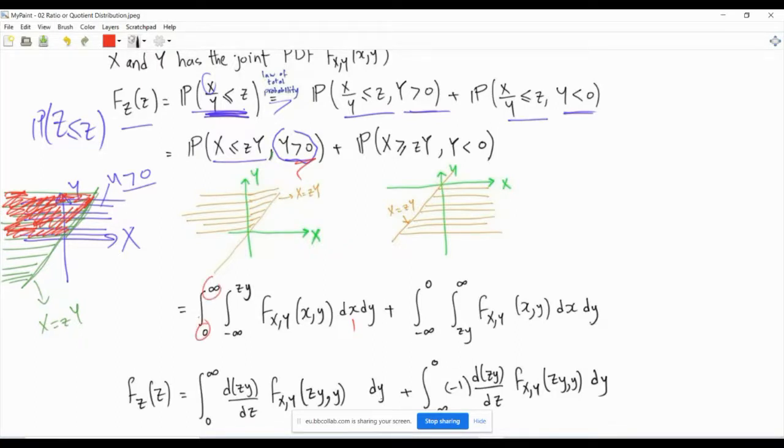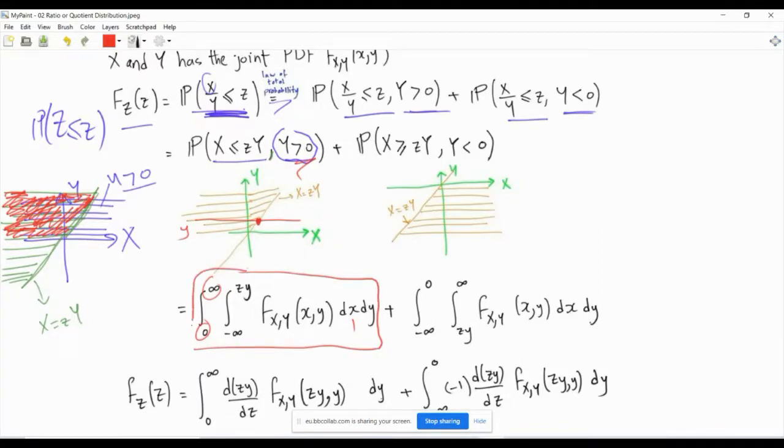Now, fixing y, what is the range of x? Suppose that y is fixed at some value here. What is the range of x? So x comes from minus infinity until it hits this line here. So x will go from minus infinity till it hits the line, and if big Y is equal to small y, then this point here has x coordinate small z times small y. And so this will be your integral.